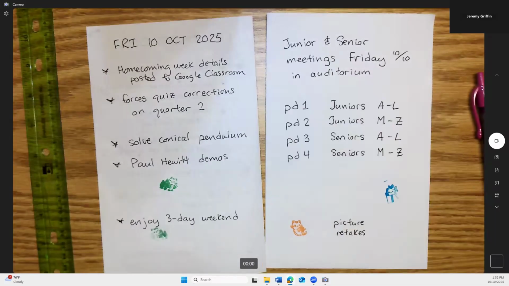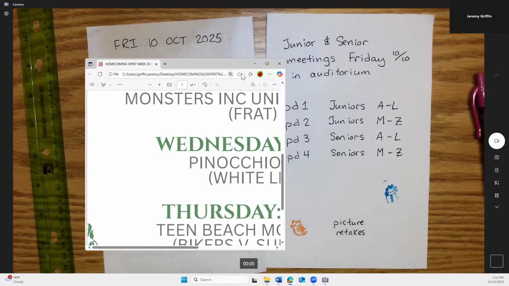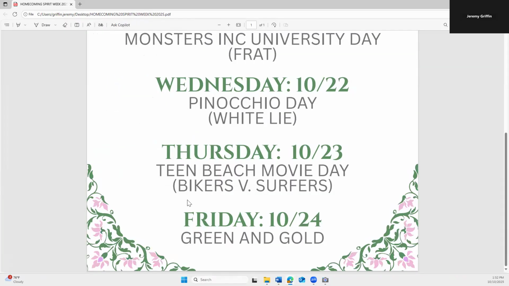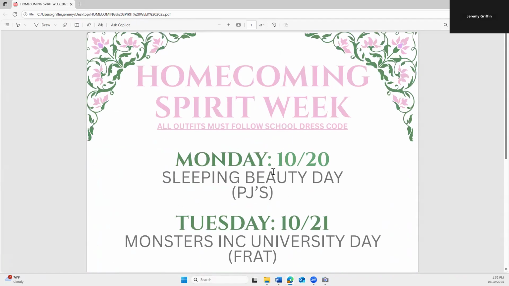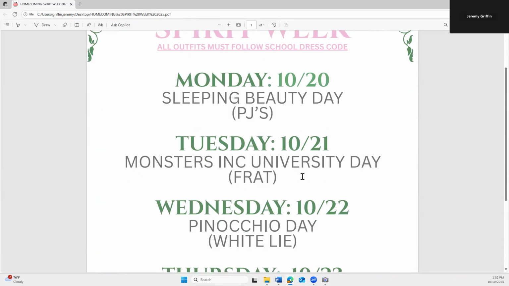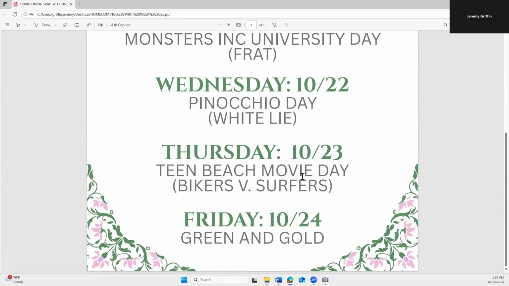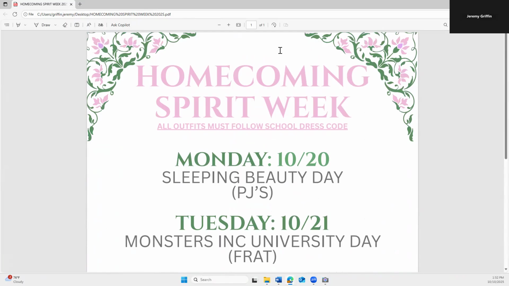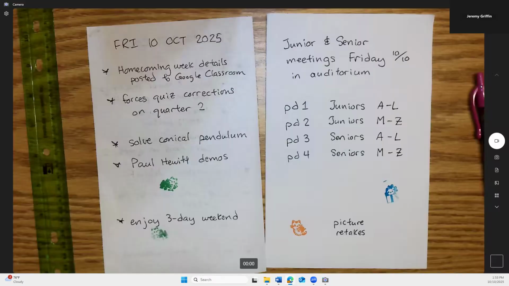General announcement. I did post this flyer to Google Classroom yesterday. Homecoming week is not next week, but the week after, starting on October 20th. These details, day by day, have different themes going on. If you want to get a closer look, it is posted to Google Classroom. You can download it.